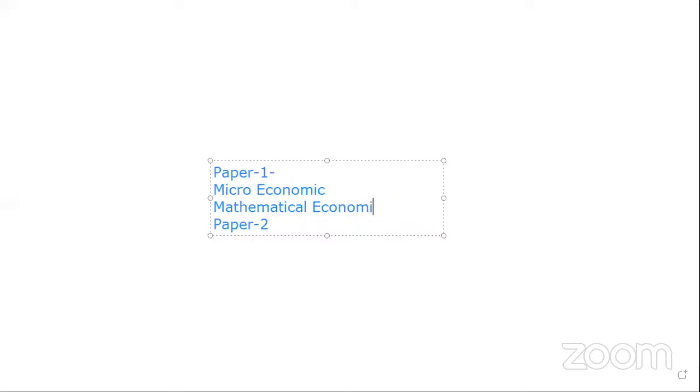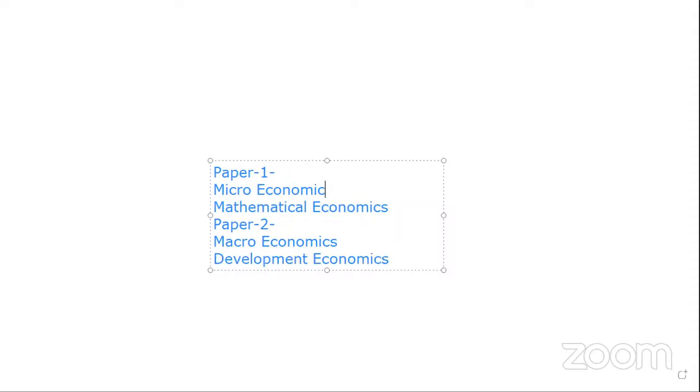Two portions of paper one, microeconomics and mathematical economics, whereas there are also two portions in paper two, that is macroeconomics and development economics. One thing that you need to be very clear about is that paper one and paper two are not exactly the same as CSS, but somewhat different.